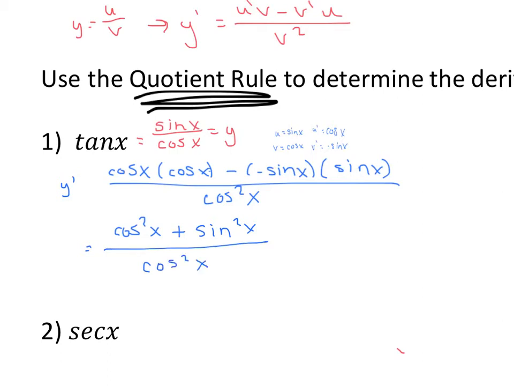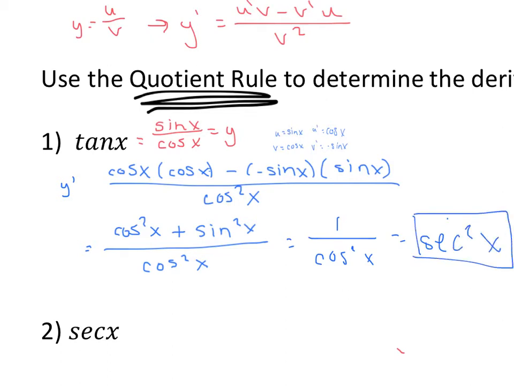Now, when I apply my trig identities, you should remember that cosine squared x plus sine squared x equals 1. So this is going to give me 1 over cosine squared of x. Although 1 over cosine squared of x is the derivative of tangent, we also know that 1 over cosine is secant. So 1 over cosine squared would be the same thing as secant squared of x, which is how we write our tangent property.